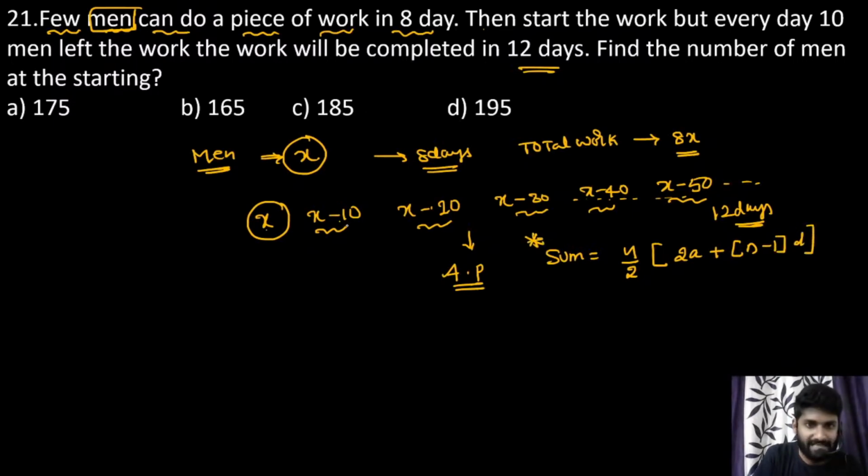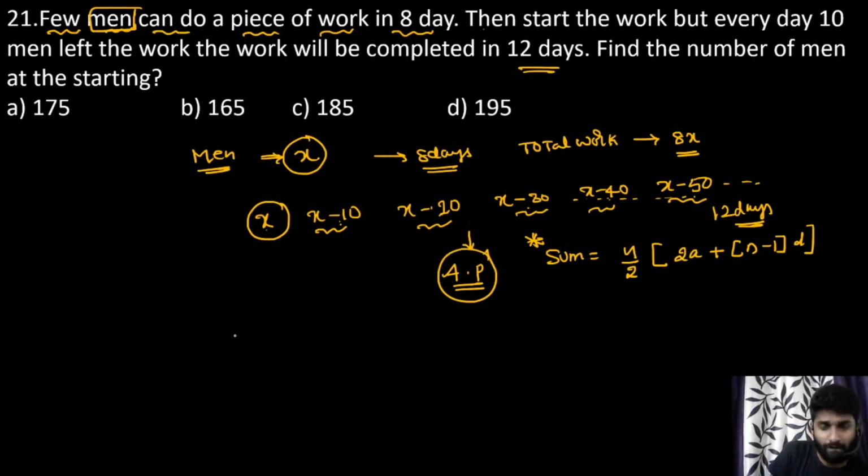General approach: x minus 10, x minus 20, x minus 30, 40, 50, and so on. If you add them all together equal to 8x, you can get x. But it takes time. Then what is the observation? Every time we have a common difference of 10. The starting number is a, and it maintains a common difference. It represents the arithmetic progression. Then what is the answer here?